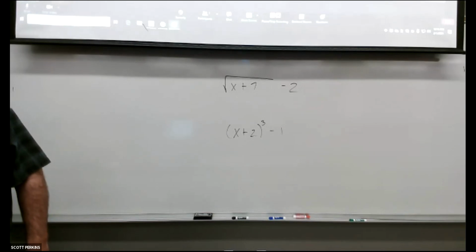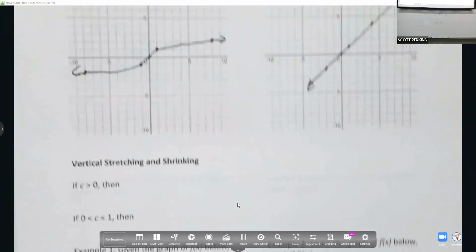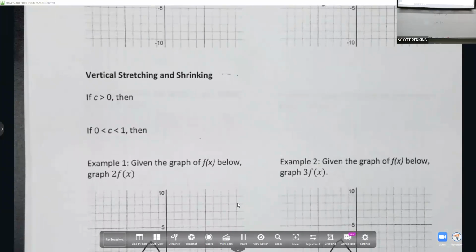2.3 talks about the other type of thing we can do with our graphs, the other kind of transformation, and we're going to talk about stretching our graphs. So just to be clear, our translations do not change the shape of the graph, they change its position. And today, when we talk about stretching and shrinking a graph, those do not change the position, they change the shape of our graph.